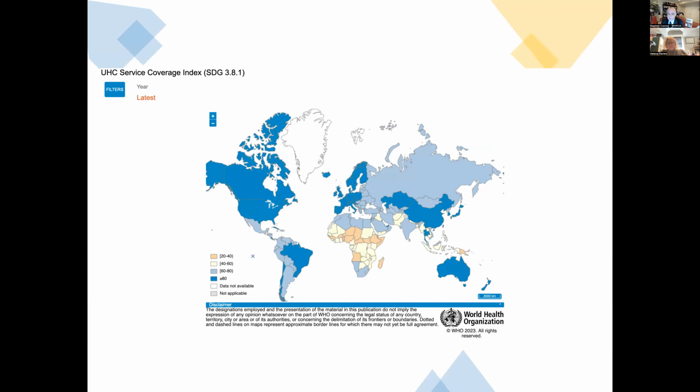WHO does try to track what percentages of the populations in different parts of the world are accessing universal health coverage services. As you can see, the darker colors are the ones that have 80 or more percent access to services. The biggest gaps currently are in the Middle East and mainly in Africa and some parts of Southeast Asia. So there's still a long way to go to making that whole picture dark blue.